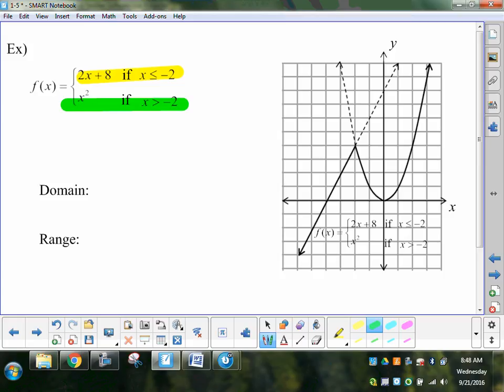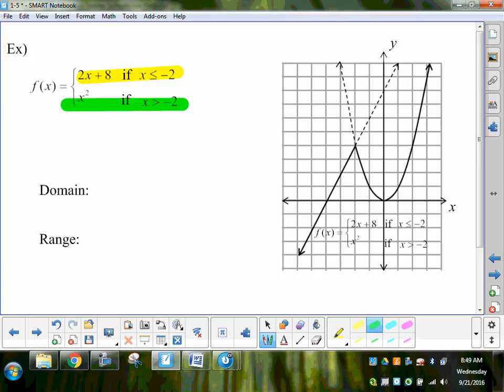Perfect. If it's above -2, I'm using the green section of the graph, or the bottom piece. If it is below -2, I would use the yellow piece. So which piece would I use if my input was 4? Hands up, please, if you can tell me that. Would I use the top piece or the bottom piece if my input was a 4? It gives you the directions right on it, which one you'd use. Go ahead. Oh, bottom one. You'd use the bottom one?